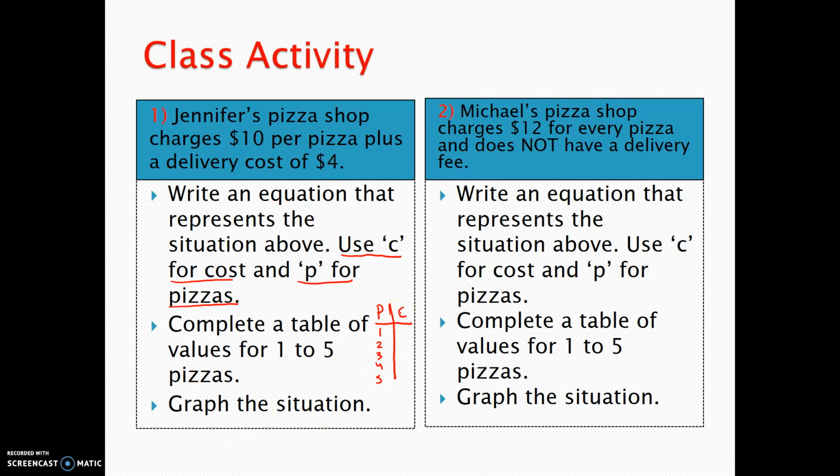So again, 3 key points for today. Same thing over here for Michael's Pizza Shop. They charge $12 for every pizza and do not have a delivery fee. So you're going to be missing that B part of your equation, which is still okay. It still works. It might actually be even easier. Write the equation, and don't forget to use C for the cost and P for the number of pizzas. Then complete a table of values for 1 pizza, 2, 3, 4, 5 pizzas, and what their cost is. And of course, the last thing you're going to do is graph that situation.